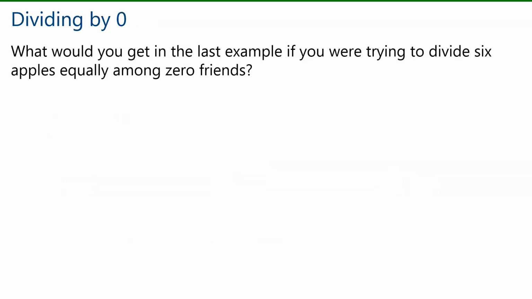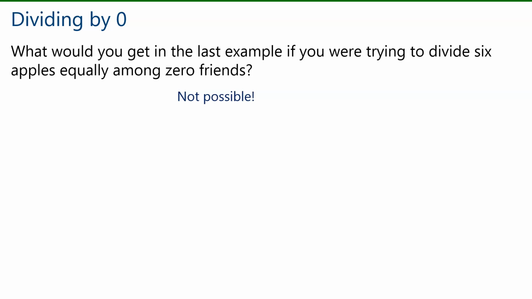So now what would you get in the last example if you were trying to divide those 6 apples equally amongst 0 friends? Well, you see that doesn't really make sense. That's not possible to do. So you see why you can't really divide by 0.